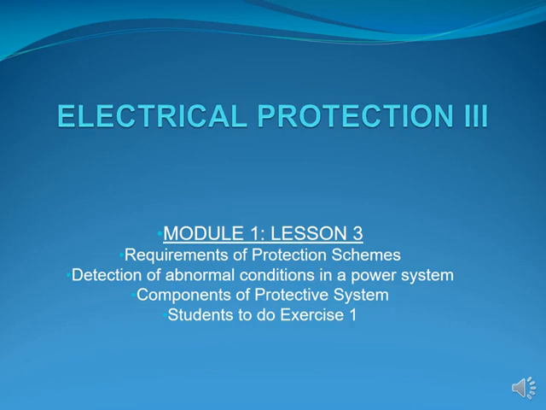Welcome to our third and final lesson of Module 1 in Electrical Protection 3. In this lesson, we're going to cover the following points. The first one being, what requirements do we need to make sure that we comply with in order for our protection schemes to be effective? The second point being, how we go about detecting abnormal conditions in our power system, and then we will be discussing the components that are utilized in our protection systems.